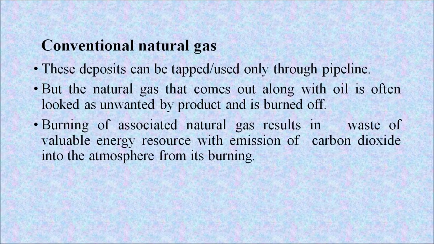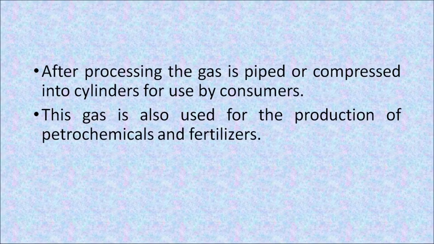Conventional natural gas. These deposits can be tapped or used only through pipelines, but the natural gas that comes out along with oil is often looked upon as an unwanted by-product and is burned off. Burning of associated natural gas results in waste of a valuable energy resource, with emission of carbon dioxide into the atmosphere. After processing, the gas is piped or compressed into cylinders for use by consumers. This gas is also used for the production of petrochemicals and fertilizers.